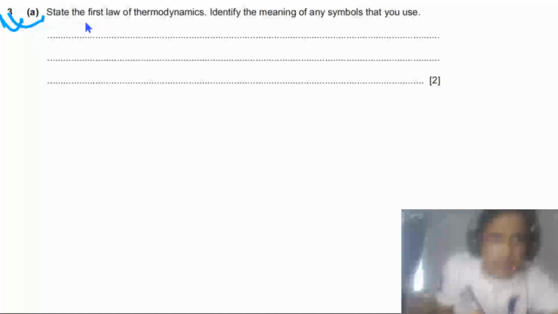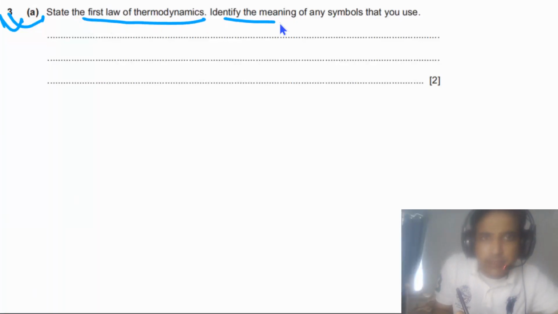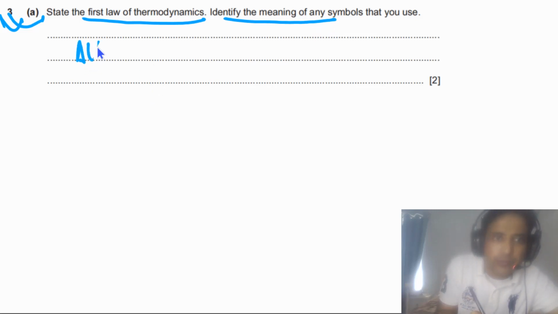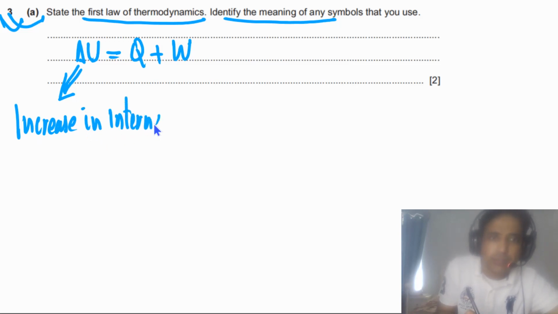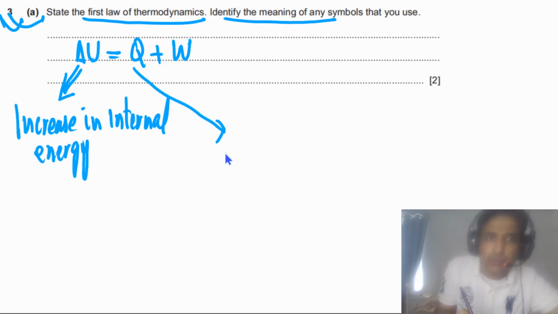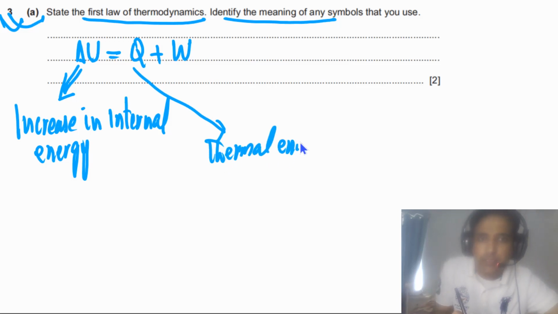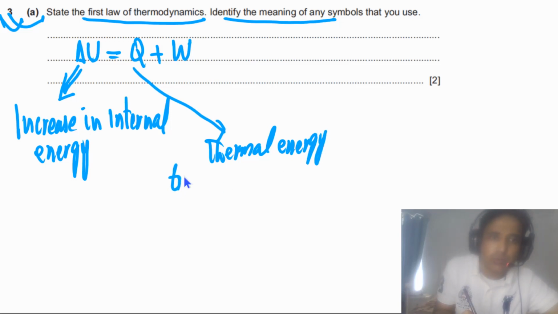Third question, part A says, state the first law of thermodynamics and identify the meaning of any symbols that you use. So first of all, we can write down the first law of thermodynamics: delta U is equal to Q plus W. Now we need to identify the meaning of these symbols. Delta U is the increase in internal energy, and Q is thermal energy transferred to the system.